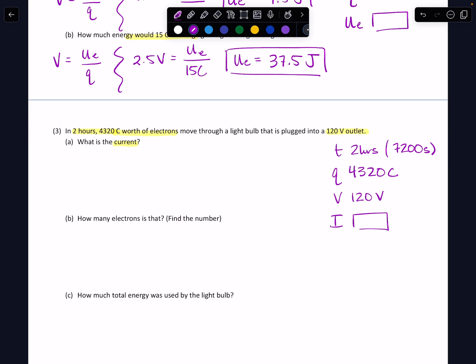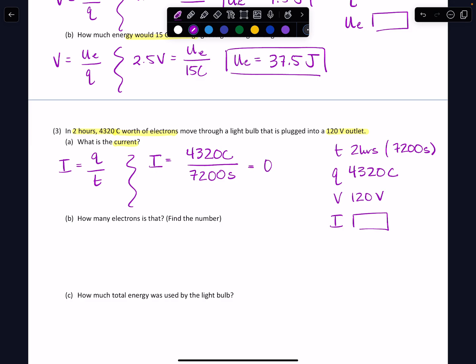All right, so if I look up my formula for I, I know that that flow is equal to the charge that's moving divided by time. All right, so in this case, I've got 4,320 coulombs worth of charge moving over 7,200 seconds. So that means that my current must be 0.6 amps. All right, so that's our first one.